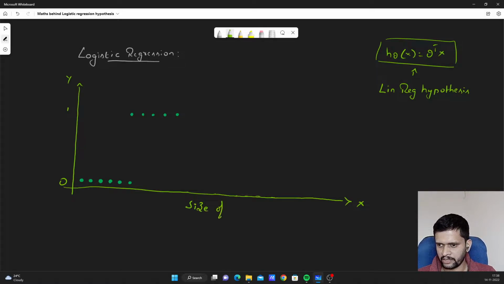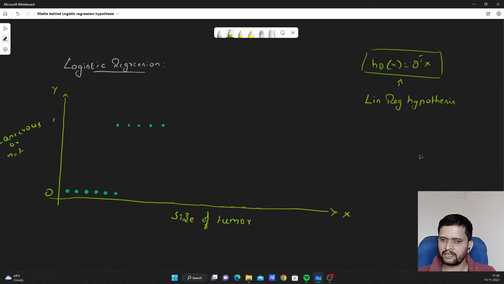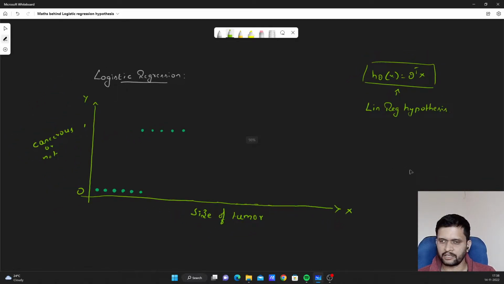Okay. On x-axis, I have size of the tumor, and here on y-axis, whether it is cancerous or not. If it's not, it will be 0. If it is cancerous, it will be 1. Okay. So now we all know that our linear regression hypothesis is theta transpose x.